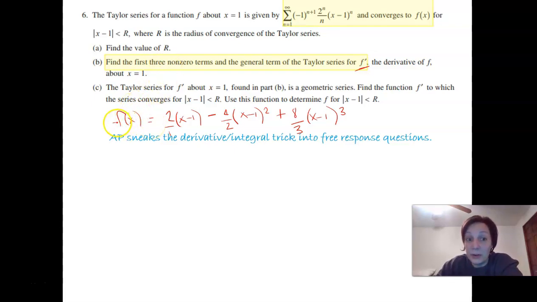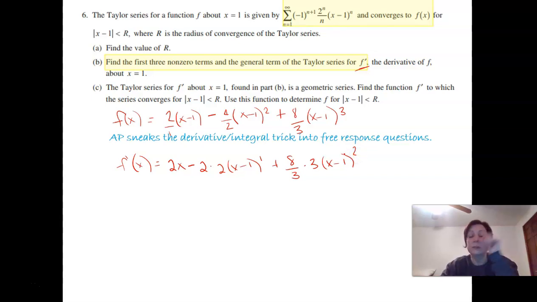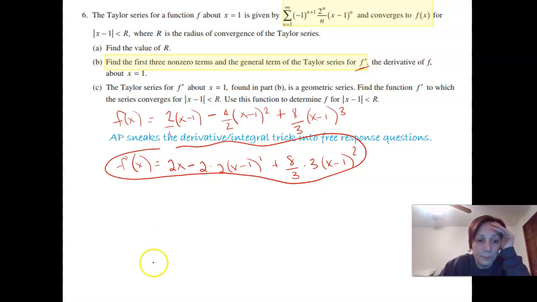If I want a series for f prime, I'm just going to take its derivative. The derivative of 2(x minus 1) is just 2. The derivative of 4 over 2 (x minus 1) squared is 2 times 2(x minus 1) to the first. The derivative of 8 thirds (x minus 1) to the third is 8 thirds times 3(x minus 1) to the second. Now, could you simplify that? Heck yeah. Are you going to? Not a chance. Circle and be done.